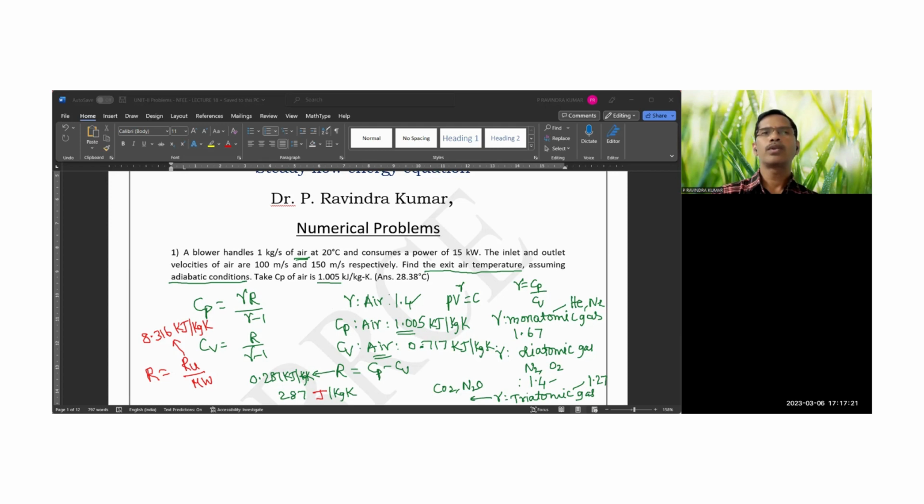Before solving the numerical problem, these are the things a student has to keep in mind from the thermodynamics point of view.